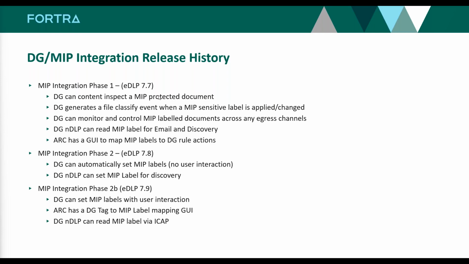And it was not just the SDK, which is actually supplied with the agent. So the MIP SDK is actually supplied with the agent. A lot of our clients don't even know that, but it was more than just that. We had to build an infrastructure around it to get it to work, right? Phase 2, which was released this year, was the ability to set the label with no user interaction. So if you copy a document to USB or to a specific share, we can actually put a protected label on it without the user seeing it. 7.9, which is again due out end of this year, beginning of next year, you're actually going to get a prompt, which we're going to map the DG labels to the MIP label, which is pretty cool.